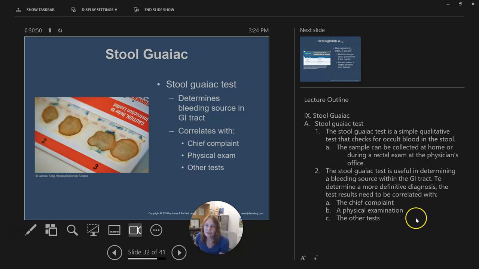We also have a stool test. Our stool test, I believe is how it's pronounced. Don't quote me on that.